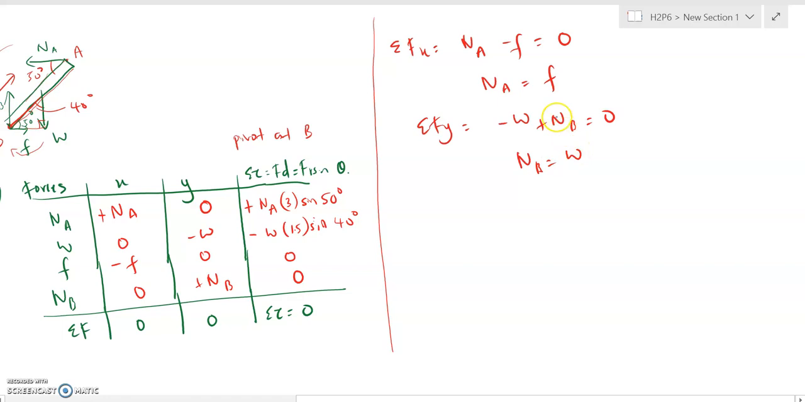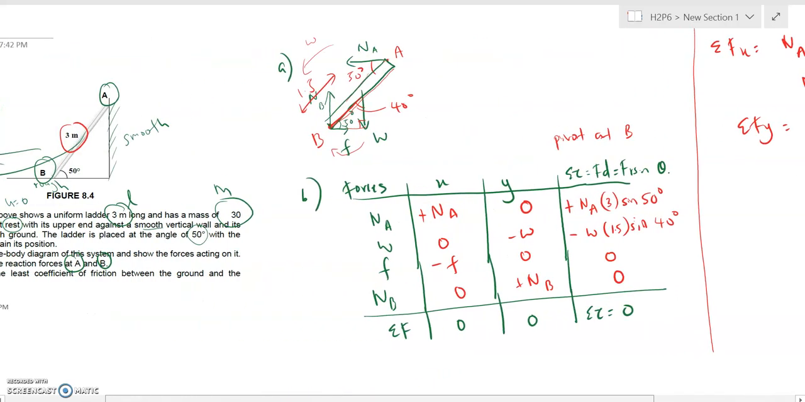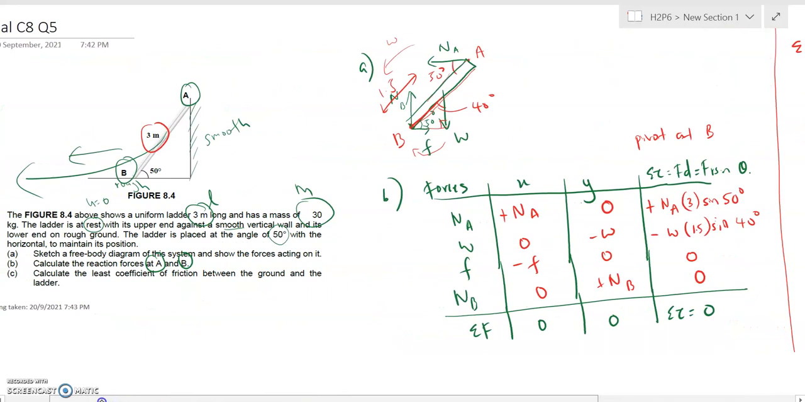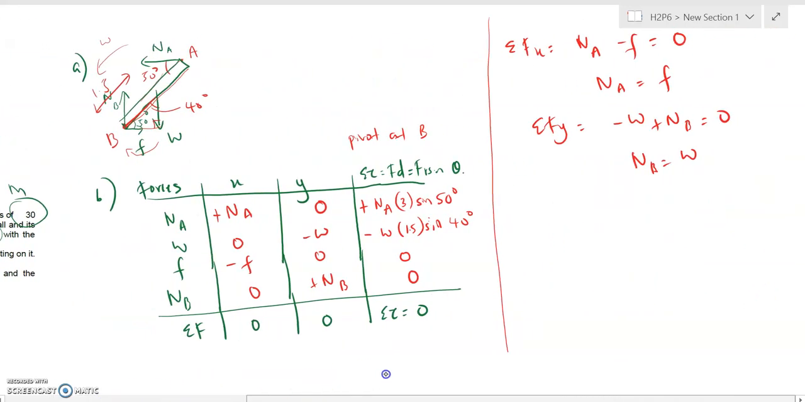The first question asked us to find NA and NB, right? NA equals friction, and we don't know the value of friction, so we can't do it. NB equals weight. Do we have the weight? Yes, the weight was given: the weight of the ladder is 30. So we can get NB: 30 times 9.81 gives 294.3 Newton. So this is your NB.